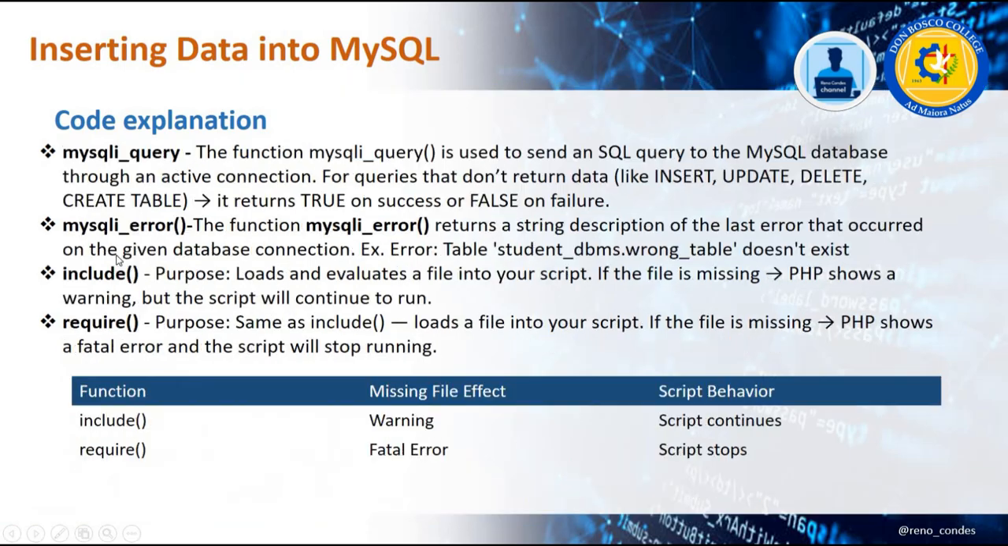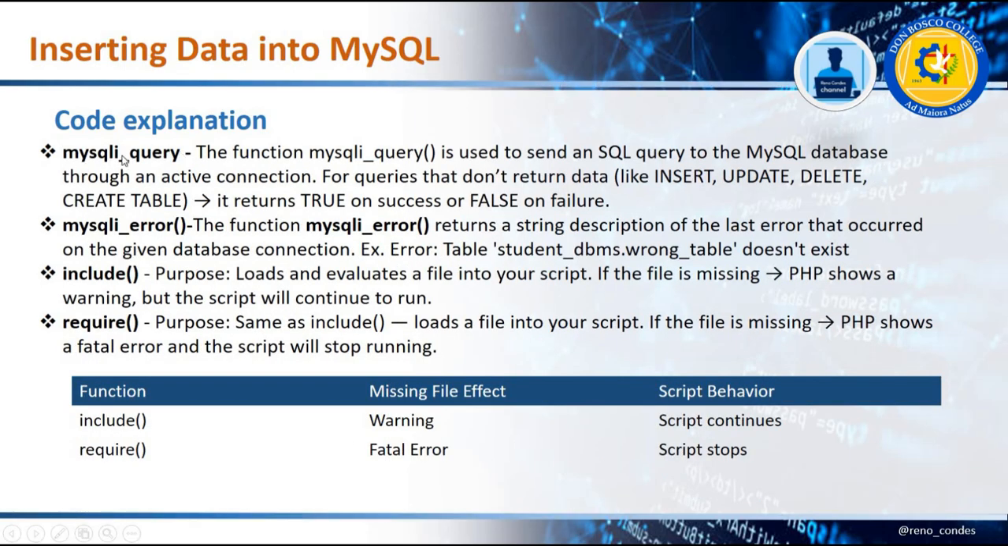The function mysqli_query is used to send an SQL query to the MySQL database through an active connection. For queries that don't return data, like insert, update, delete, and create table, it returns true on success or false on failure. The function mysqli_error returns a string description of the last error that occurred on the given database connection. Example error: table student DBMS.table doesn't exist.